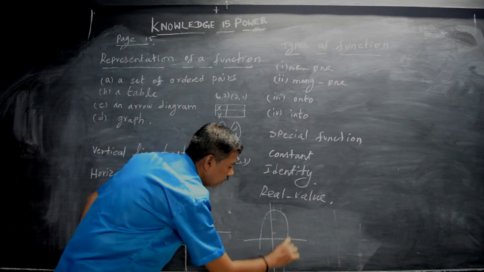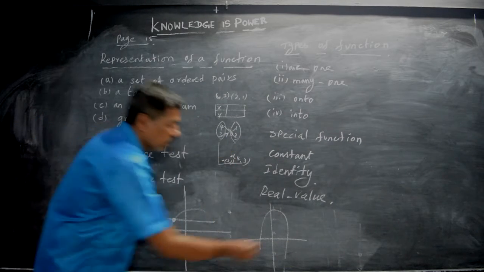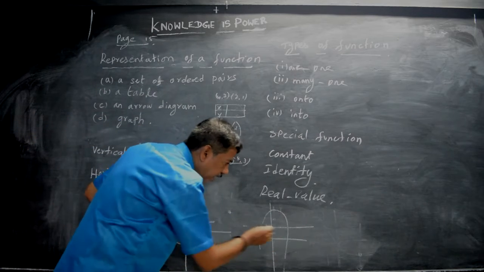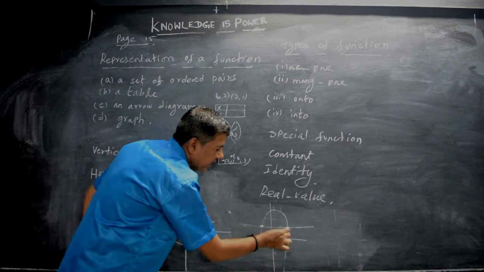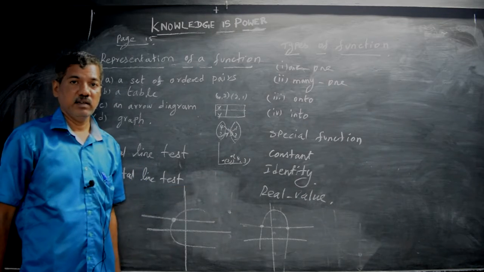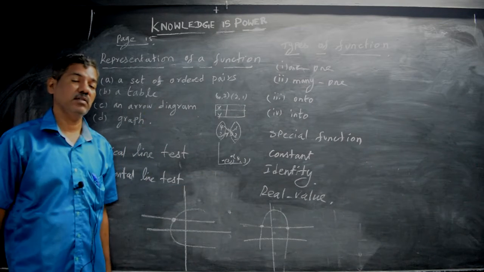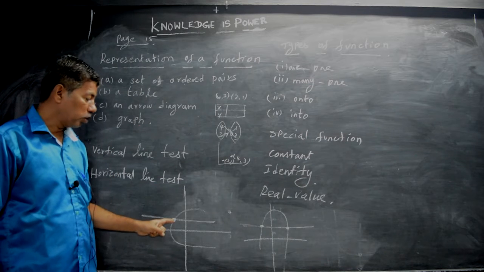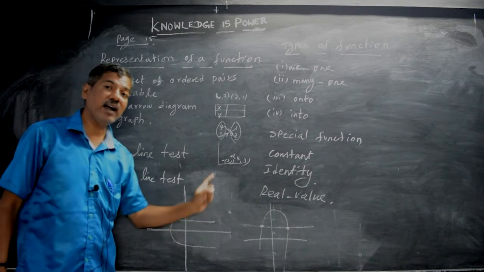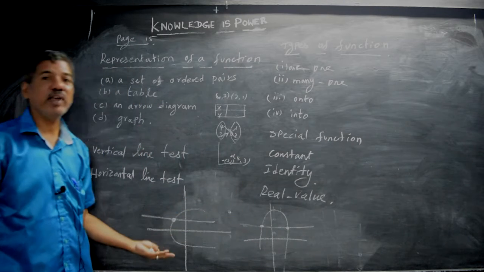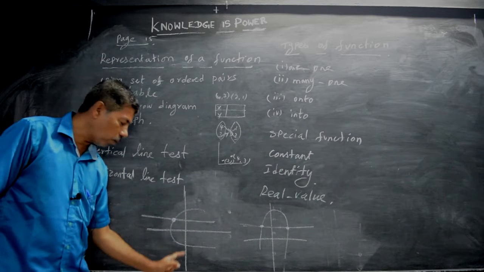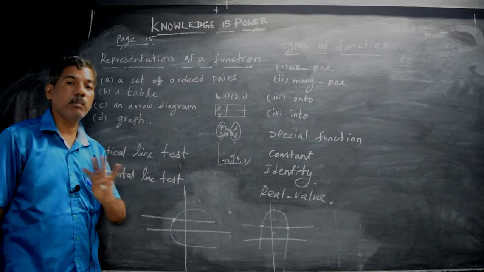Then not a function. Suppose I am putting the curve like this. I am putting a horizontal line like this. It touches here, it touches here, it touches here, touches here. It touches 2 points. Therefore it is not a function. It should touch only one point. As I informed in the vertical test, same way here. This will be the x-axis, this will be the y-axis. You should not bother about that.